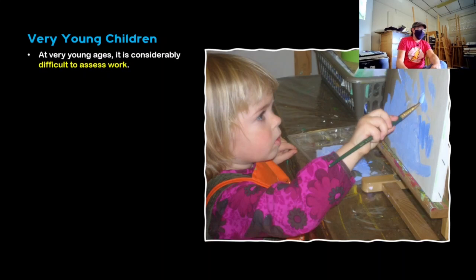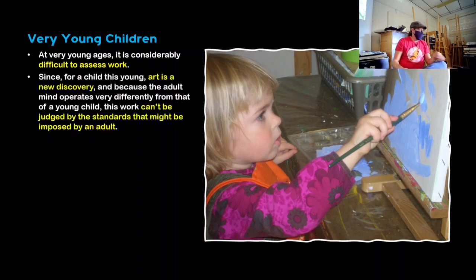At a very young age, it's very difficult, if not impossible, to assess the work that they're doing when it comes to artwork. Because, and again, like I told you last time, this big giant wall of text is for my benefit since I can't have my notes up on the screen. Things that I think are important enough to write down, I highlight in yellow.